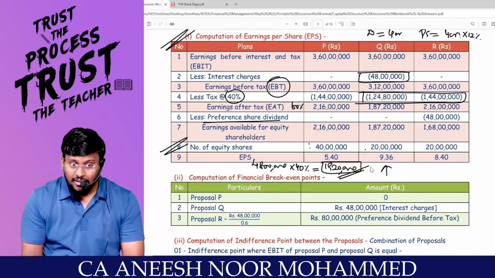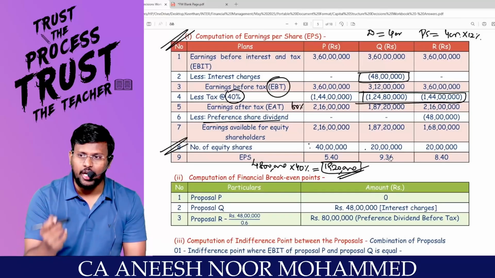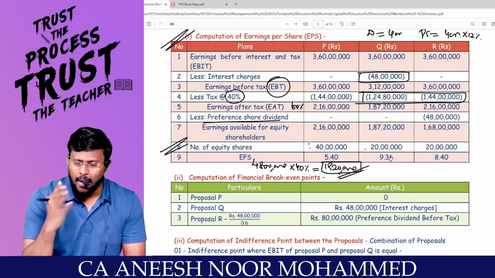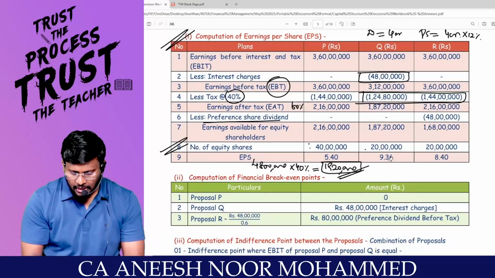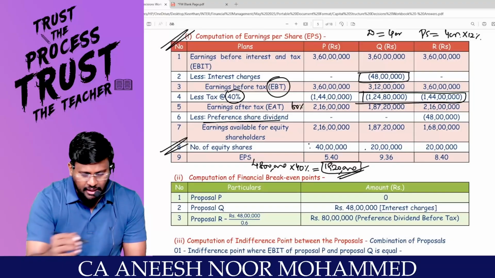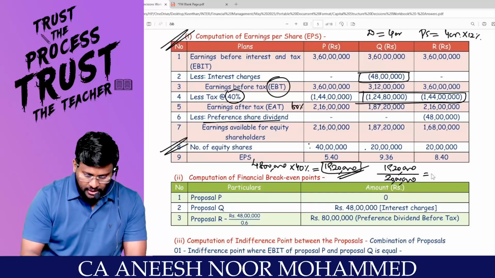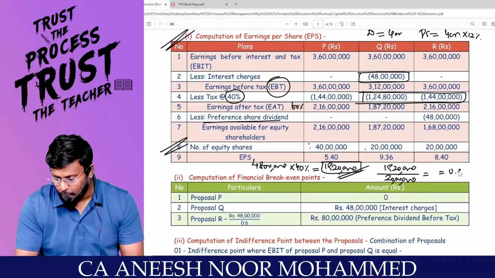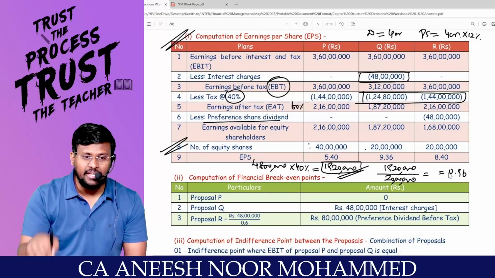So this extra money will be there with financial plan Q. But this extra money won't be there with financial plan R. Right? This 19 lakh 20,000 will be enjoyed by the 20 lakh equity shareholders. Correct? So divided by 20 lakhs means 0.96 extra EPS the equity shareholders can enjoy.